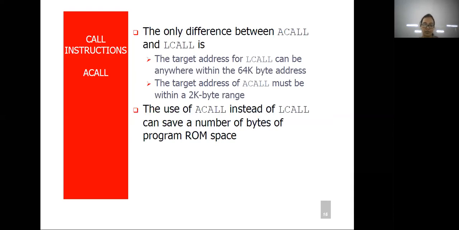Now the next instruction is ACALL. The only difference between ACALL and LCALL is the target address range. LCALL is in the range of 64 kilobytes, while ACALL, which is absolute call, is in the range of 2 kilobytes only. The use of ACALL, the absolute call, instead of long call or LCALL is to save space. To save the number of bytes of ROM space, you can use absolute call instead of long call.